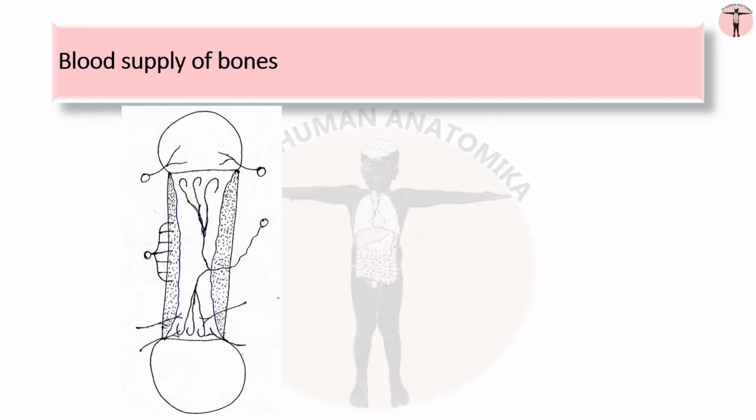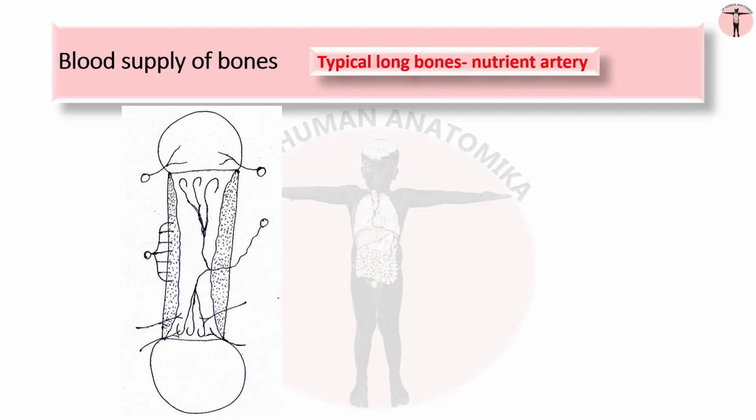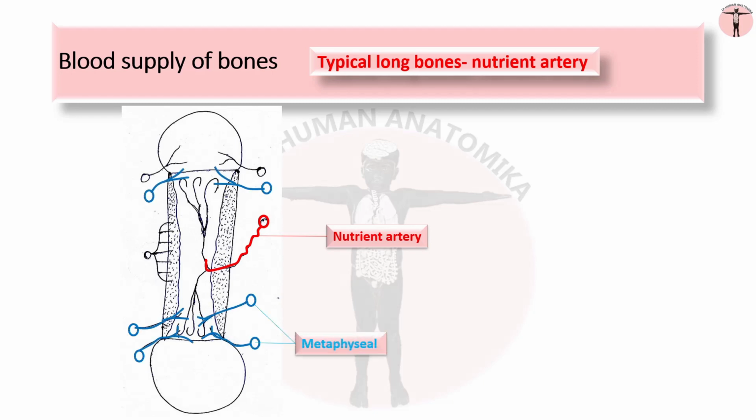Now, let us discuss the blood supply of bones. Nutrition of bones differs according to the types of bone. For each type, there is a general plan of blood supply. Let us start with the blood supply to typical long bones. A long bone is supplied by 4 sets of blood vessels: nutrient artery, metaphyseal arteries, epiphyseal arteries, and periosteal arteries. Just for the sake of understanding, I have given different colors for different arteries. When you draw, use only red color for arteries.